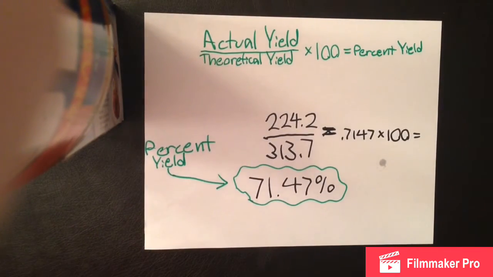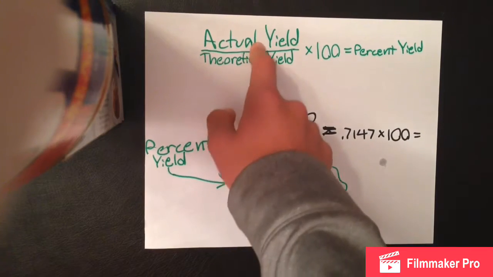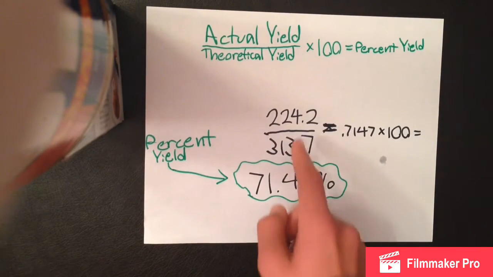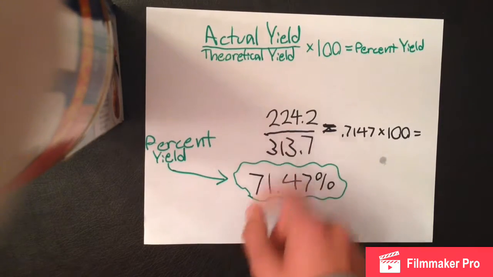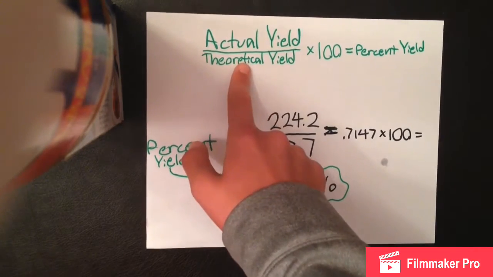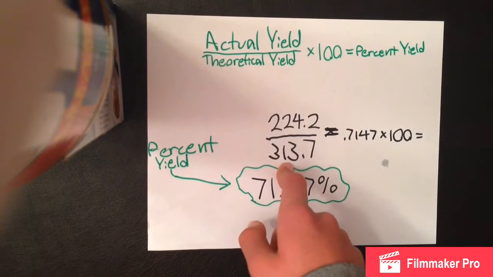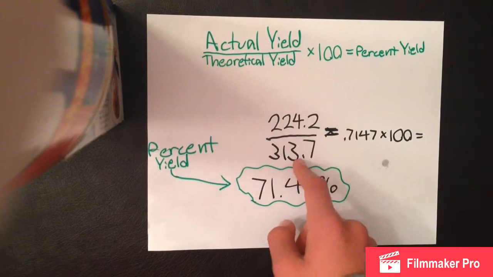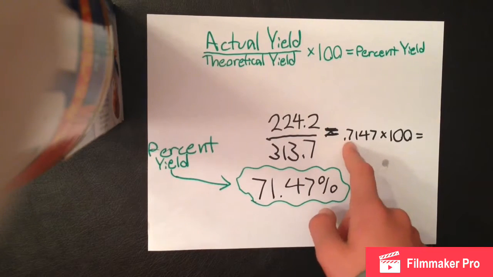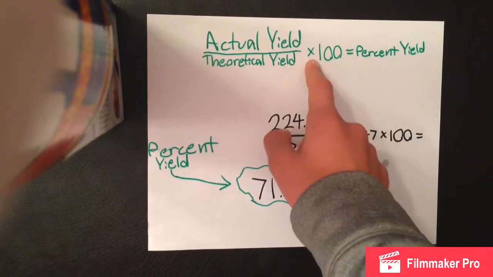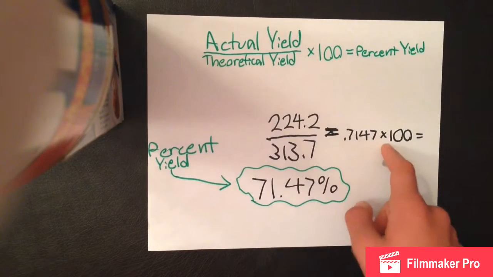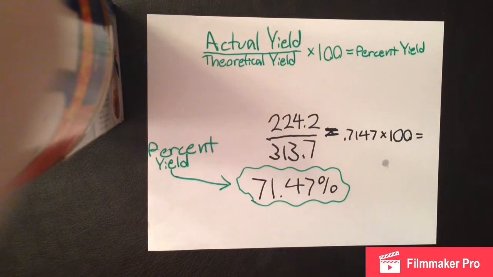Now, to figure out your percent yield, you need to put the actual yield, which we say is 224.2, over the theoretical yield, which is 313.7, as we just did. You divide that, and then you get 0.7147. And then you multiply by 100 to get the actual percentage. The actual percentage ends up being 71.47%, and that is your percent yield.